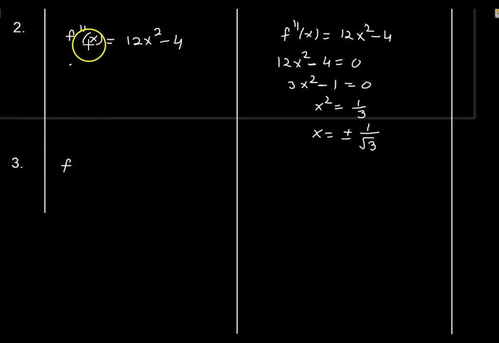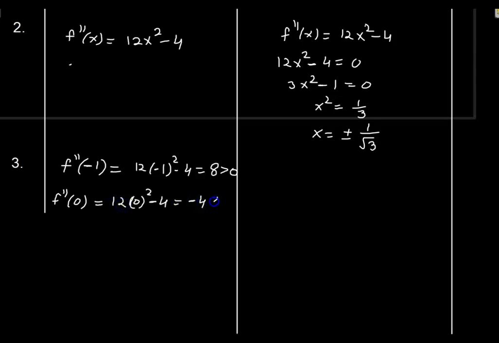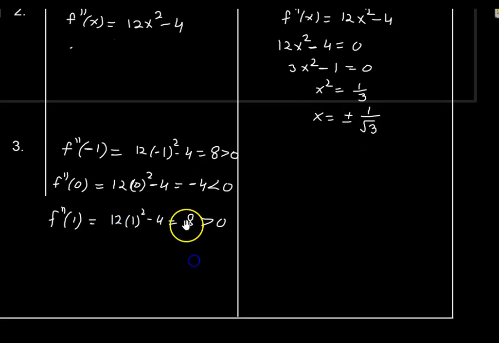To check local maxima and minima, we plug in the critical points into the second derivative. So first we plug in negative 1 and we get a positive result. Next we plug in 0, the next critical point. After solving it, we get a negative result. And then we plug in the next critical point, 1. For that we get a positive result. For negative 1, we get a positive value. That means this would be a local minima.